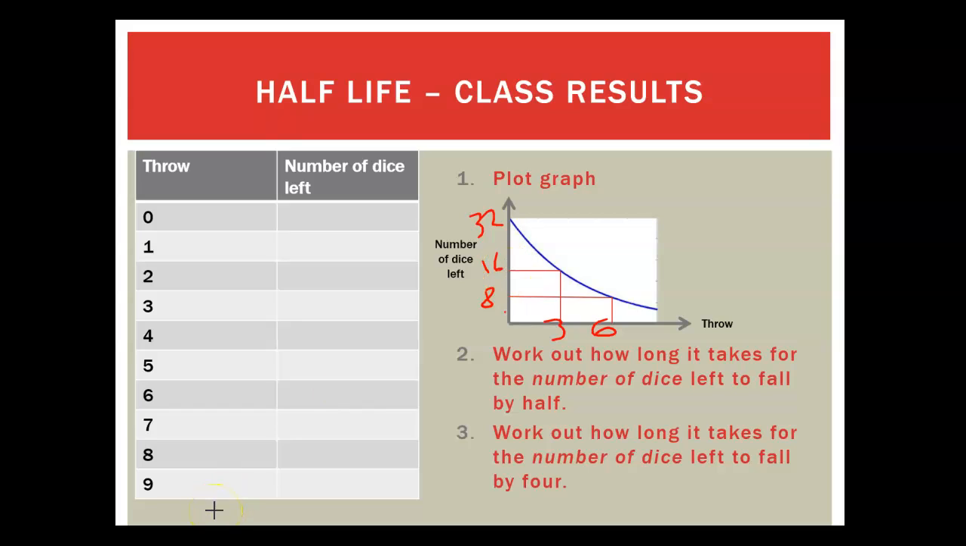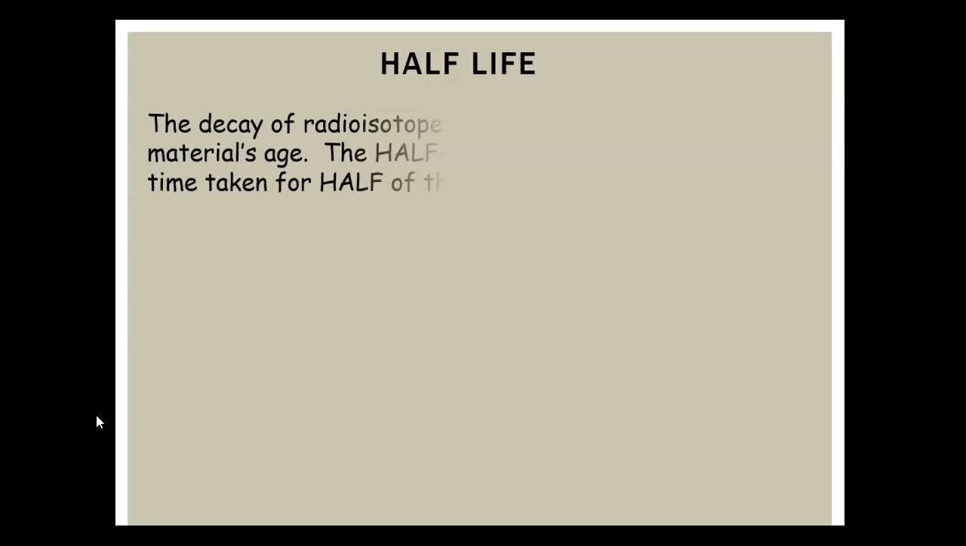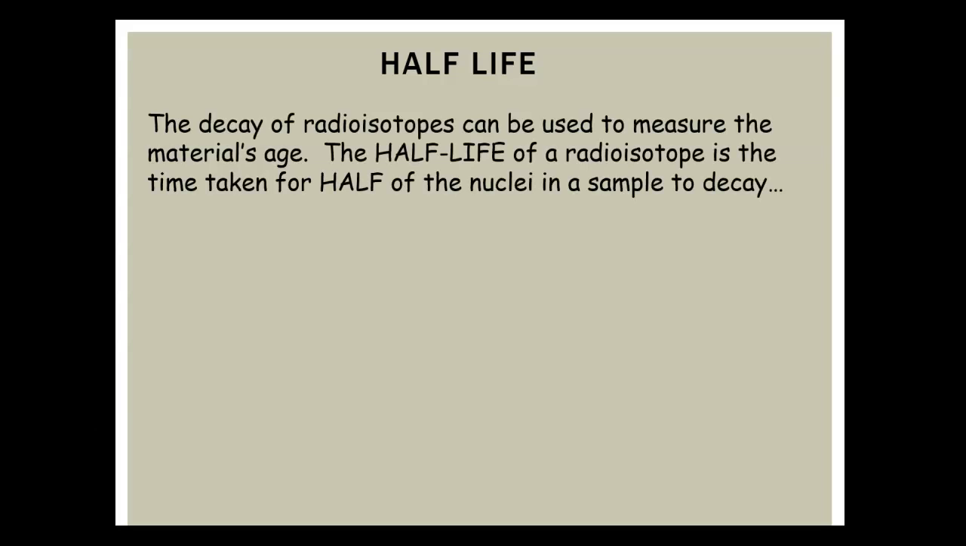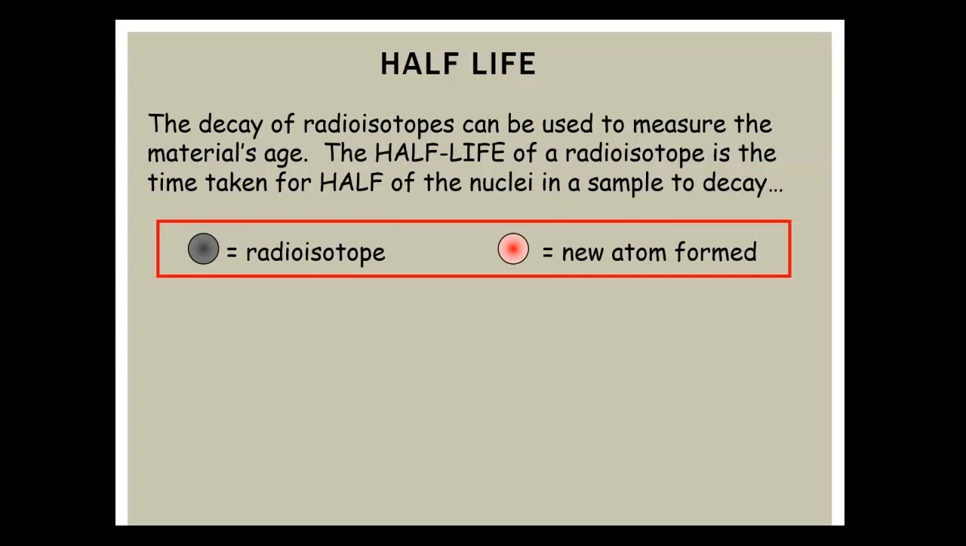But in radioactive decay, it's not number of dice left, it's number of undecayed nuclei left. So, let's have a look at what's happening there. The decay of radioisotopes can be used to measure the material's age. The half-life of a radioisotope is the time it takes for half the nuclei in a sample to decay. The black ones here are the ones that are radioactive. They haven't necessarily given out their radioactivity yet, but they have the potential to. Because with a radioactive sample, all the atoms don't give their radioactivity out at once.